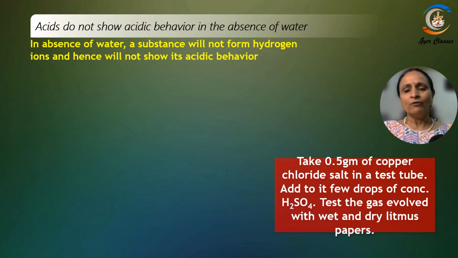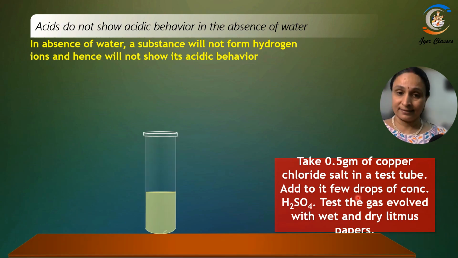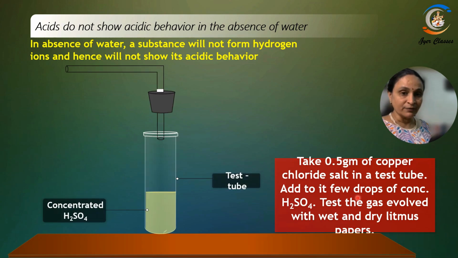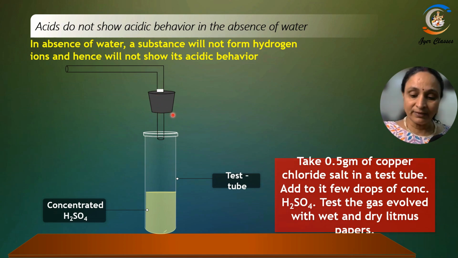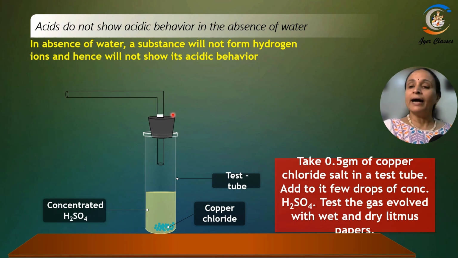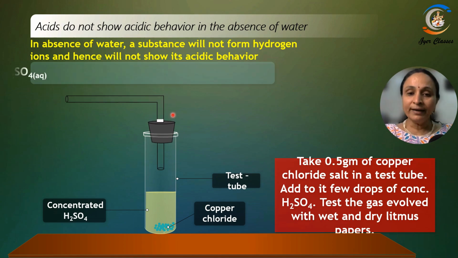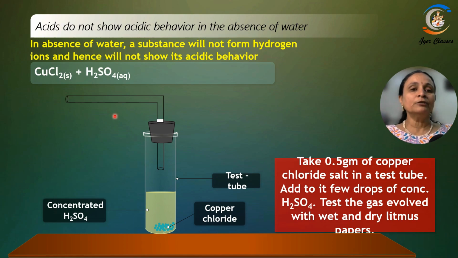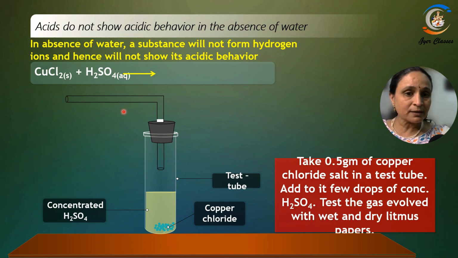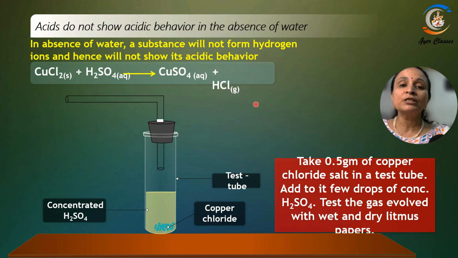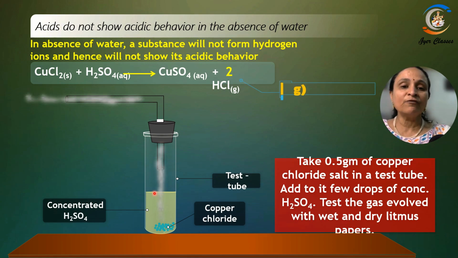For this, let us take 0.5 grams of copper chloride salt in a test tube and add a few drops of concentrated H2SO4 to it. We will get some gas. This is the test tube, concentrated sulfuric acid, a rubber cork, and a delivery tube attached to it, and we have some copper chloride salt which is put into the solution. The moment you put it in, the reaction starts happening. Copper chloride is going to react with concentrated sulfuric acid to give us copper sulfate solution, and also you will be getting this gas. This gas is formed, and you can see that it comes out here from this tube.